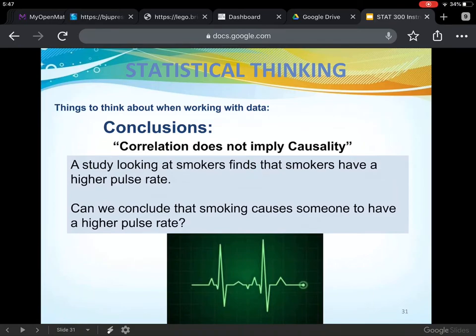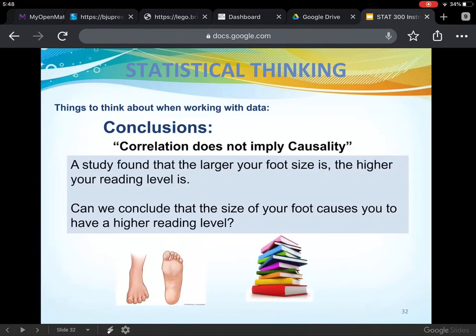A study looking at smokers finds that smokers have higher pulse rates. Can we conclude that smoking causes someone to have a higher pulse rate? Not necessarily, because there are other reasons why people have higher pulse rates. Exercise, right? Diet. There are other reasons why people can have higher pulse rates, not just because of this. So don't say that one causes the other. There might be a correlation between the two, but one doesn't necessarily cause the other.